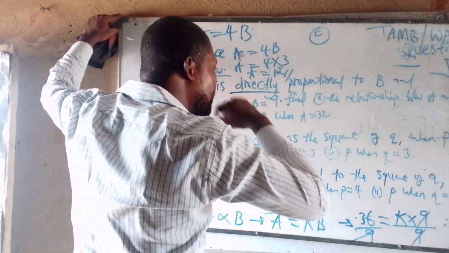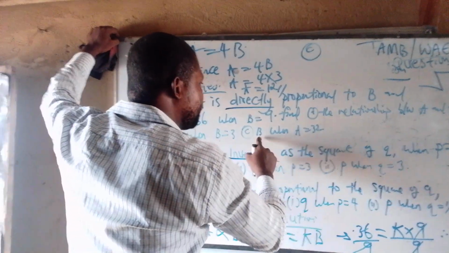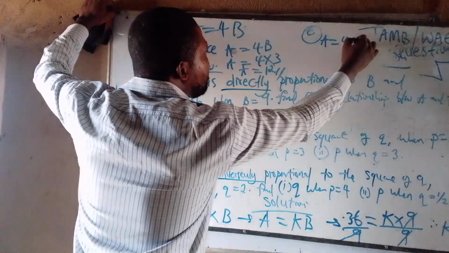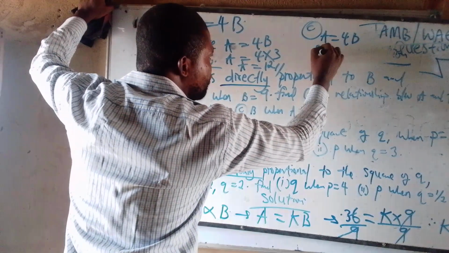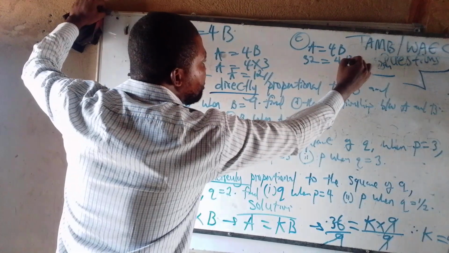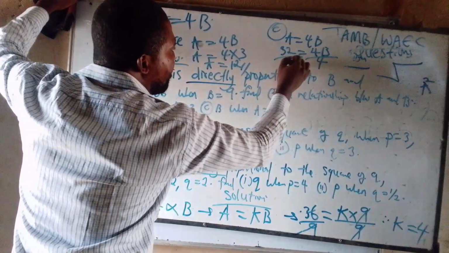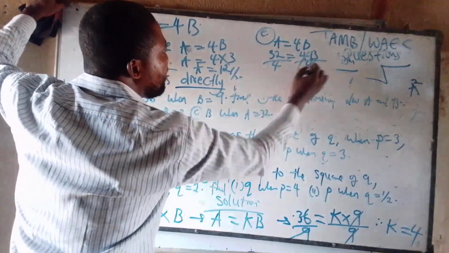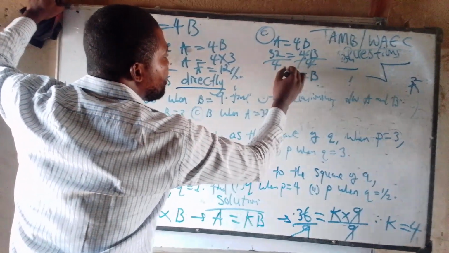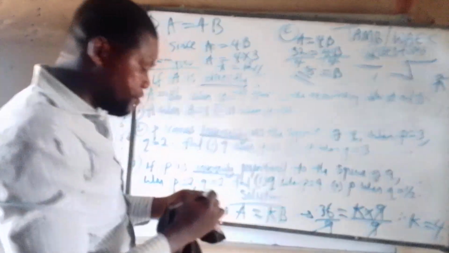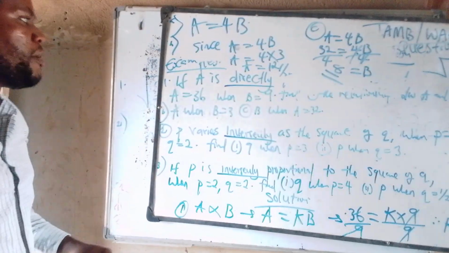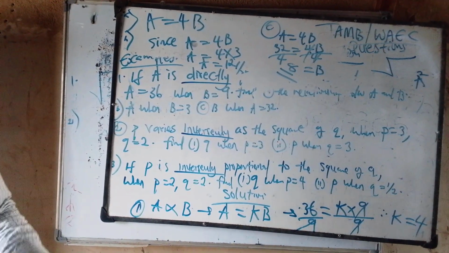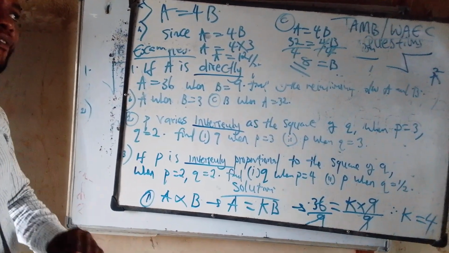Then my C answer: I should find B when A is 32. Look at my equation, A is equal to 4B. I'm looking for B when A is 32, so 32 is equal to 4B. What will I do? Divide by 4. 4 cancels 4, therefore B is equal to 8. I'm done with number 1, which is direct variation.